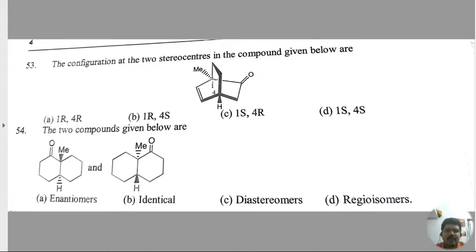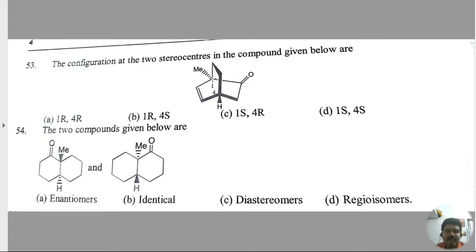You just need to align the 4 groups 1, 2, 3, 4 in the decreasing order of priority. You need to look whether it is clockwise or anti-clockwise rotation, 1, 2, 3 movement. If it is clockwise, then it will be R if the lowest priority group is below the plane, and if it is anti-clockwise, then it will be S. Okay, so based on this we can answer this question.